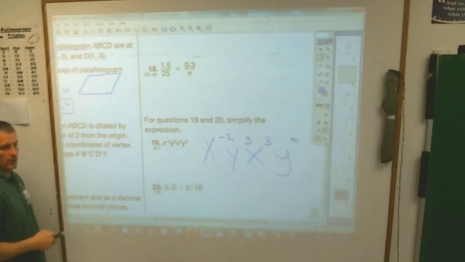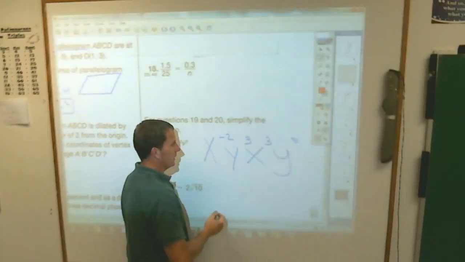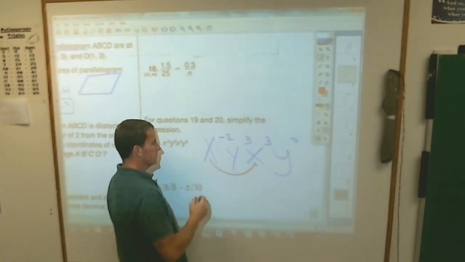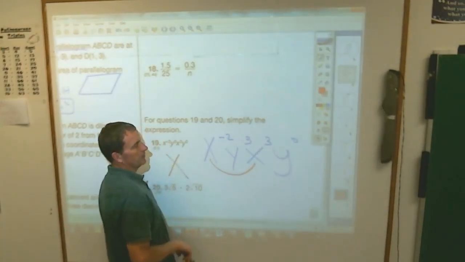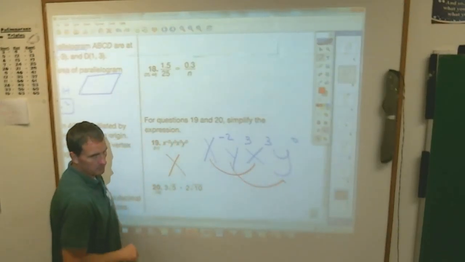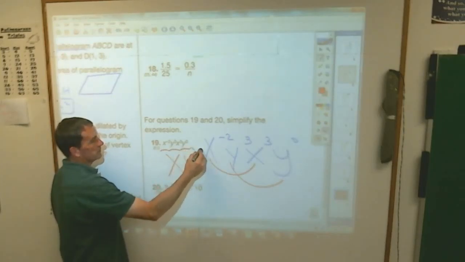Anybody, first thing you did is what? Somebody, going once, going twice. Grace Watson? I added the exponents under the x and y. What do you get if you add the x exponents? What's negative 2 and 3? Just x. Just x or x to the first, doesn't matter. What do you get when you add the exponents of the y's? 3 plus 0 is y to the third. And that is the answer.